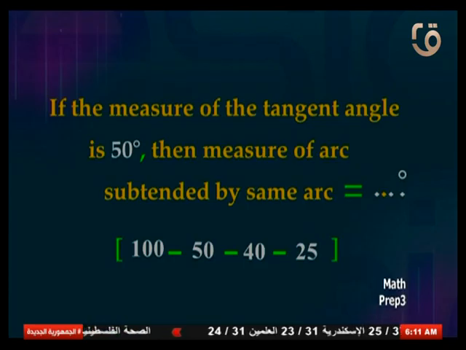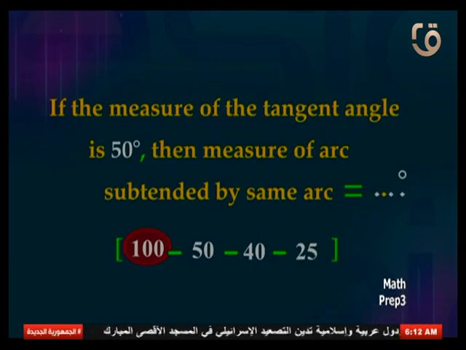So what is the relation between the measure of the angle of tangency and the arc subtended to it? The measure of the angle of tangency is half the measure of the arc subtended to it. As the measure of the angle of tangency is 50 degrees, the measure of the arc subtended to it is double that. So the measure of the arc will be 100 degrees, which is the first choice.